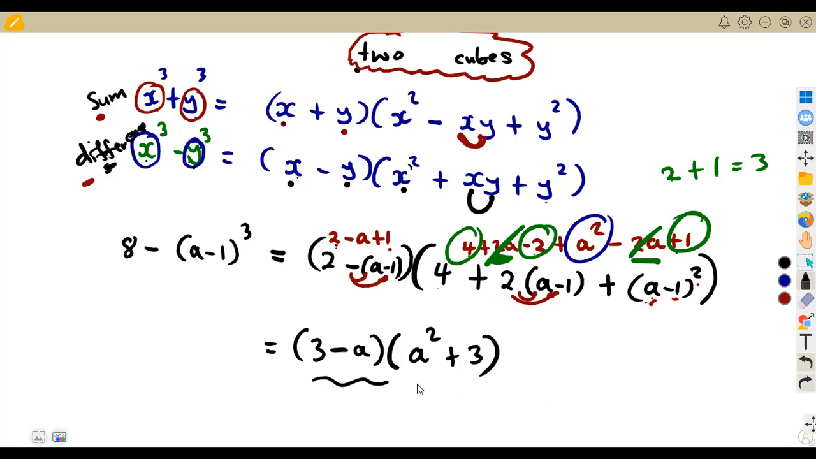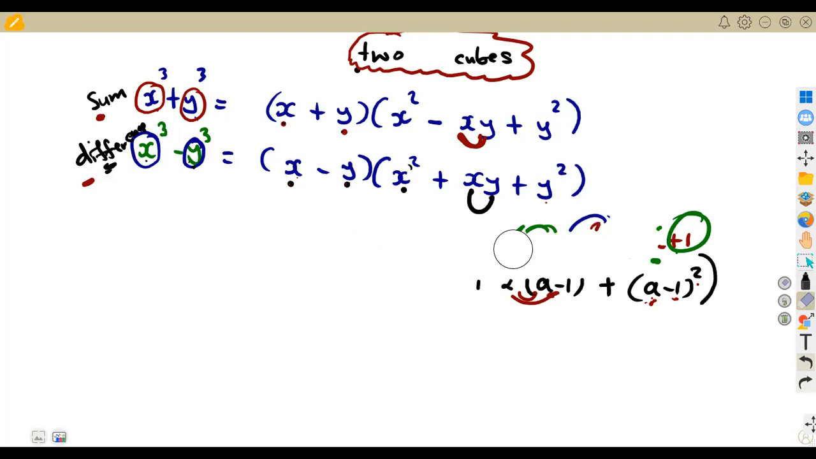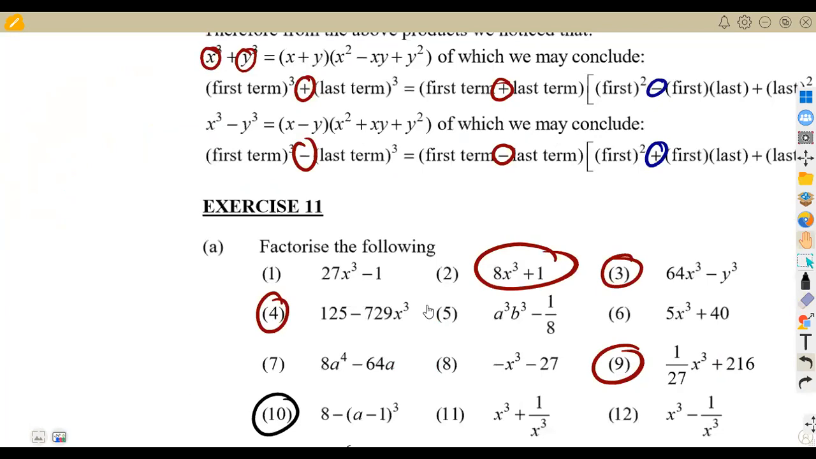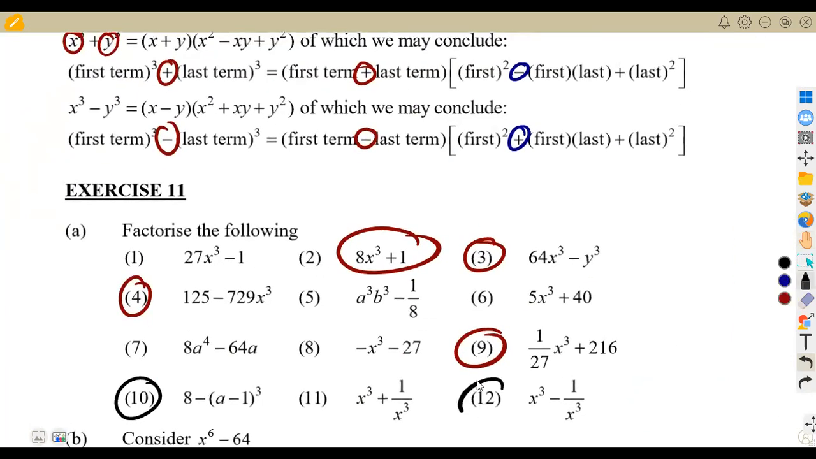So that is what we're going to have after we simplify this. When factorized, it is going to give us this. So as you can see, guys, whether it's brackets or fractions, the idea is the same. So you just have to try as many questions as you can. I'm not going to do all the questions with you. I'm just going to end with question number 12.